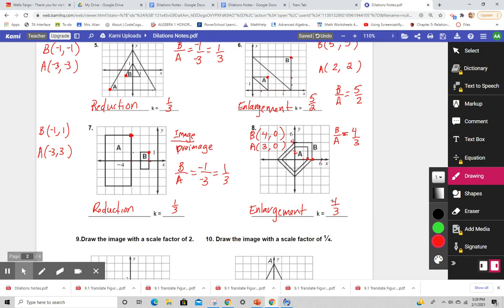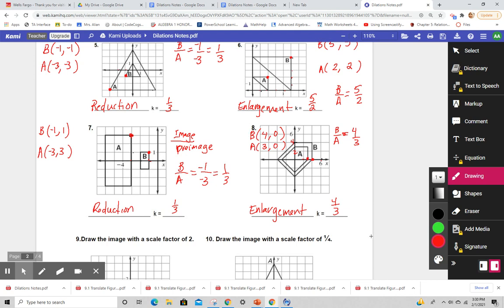Same thing here. How far is this point away from the x-axis? It's 2 units. How far is this point away from the x-axis? 1, 2, 3, 4, 5. 5 units, so it's 5/2.